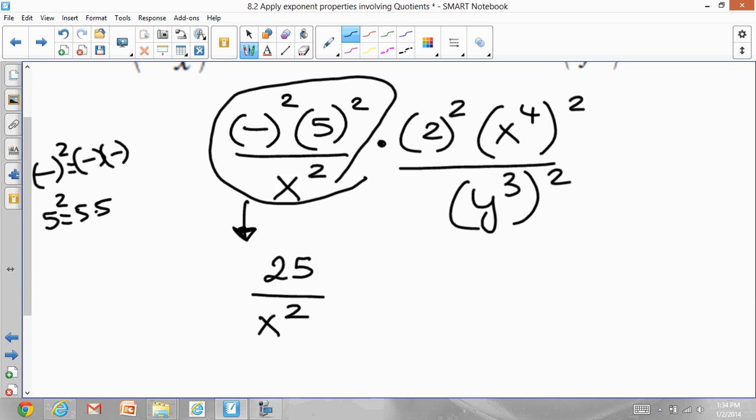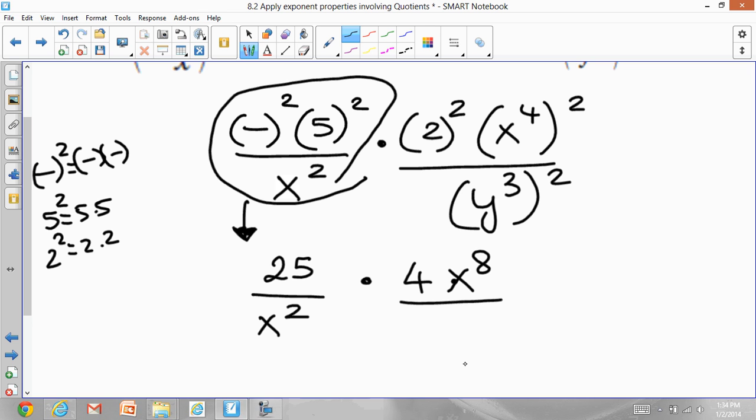changes to this. Now if you look on the right side, 2 to the power of 2. 2 to the power of 2 is 4. 2 squared is 2 times 2, which is 4. x4 gets the power of 2. So that becomes x to the power of 8. This will be the power of the power, which means you multiply the exponents.